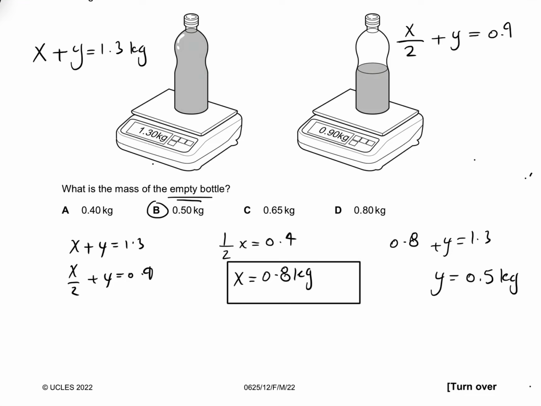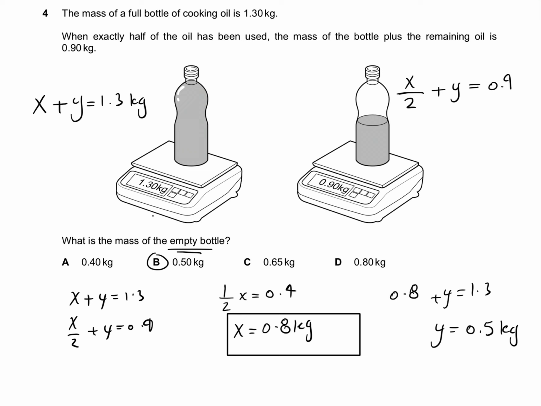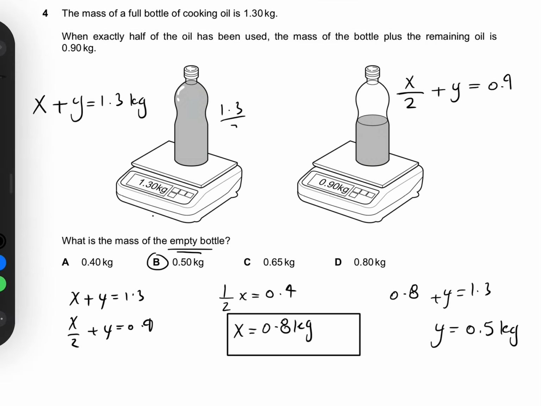The answer is thus B. Now, a common mistake would be to go ahead and actually halve the initial amount of the oil, which is 1.3, divided by 2, you get 0.65 kilograms, right?